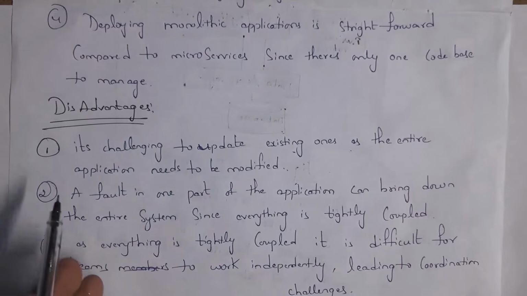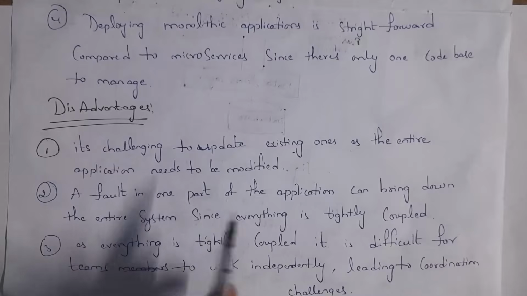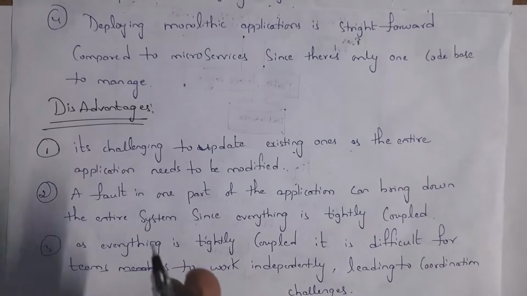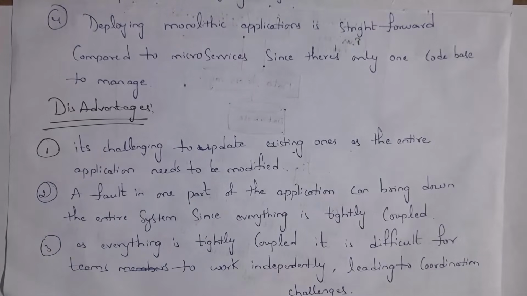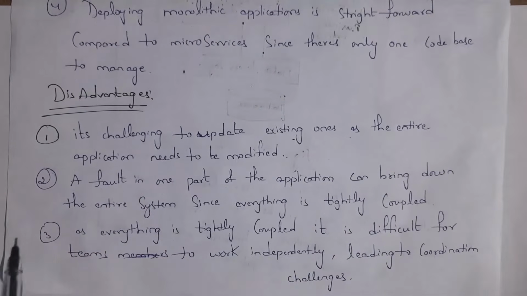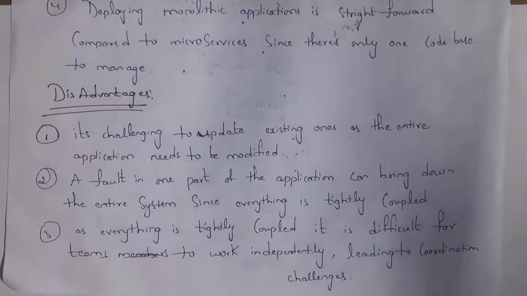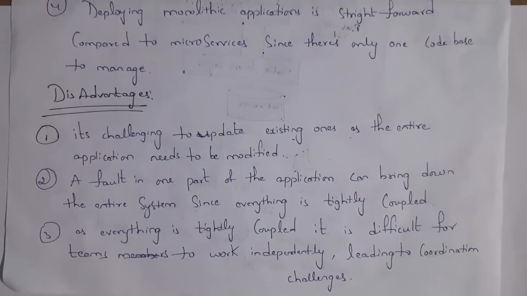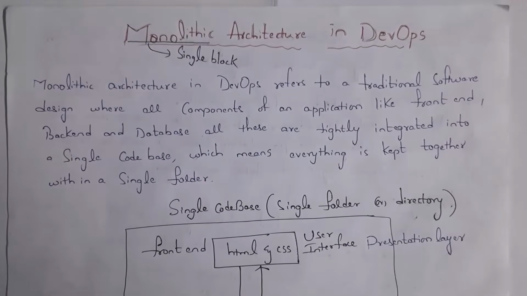And second one is, a fault in one part of the application can bring down the entire system since everything is tightly coupled. As I already said before, if there is a fault in one layer, it will automatically affect remaining layers. And third one is, as everything is tightly coupled, it is difficult for teams to work independently, leading to coordination challenges. As the complete code is stored in one place, coordination between teams is very tough. So this monolithic architecture is not suitable for large size applications. It is suitable only for small size applications. This is all about monolithic architecture.